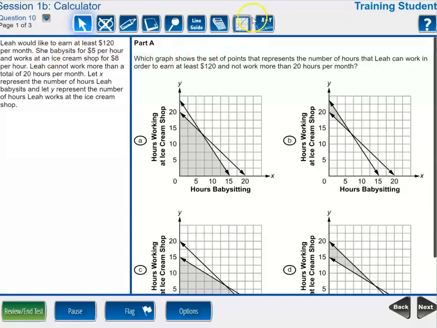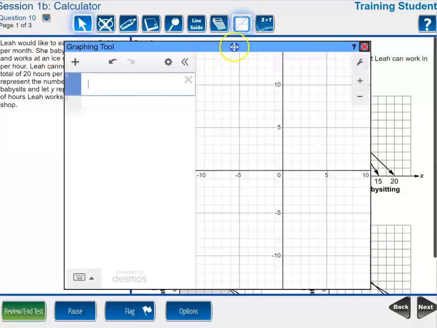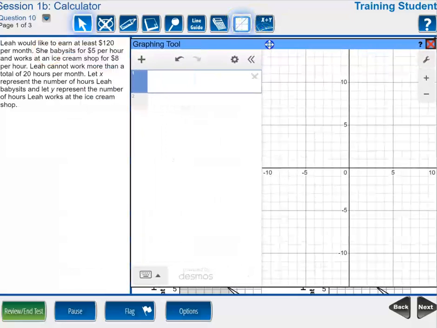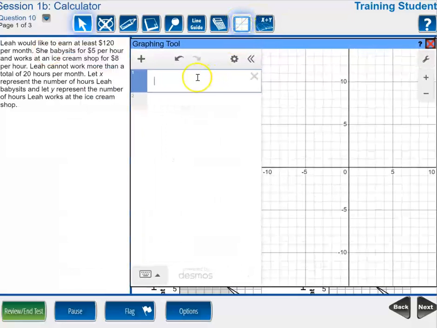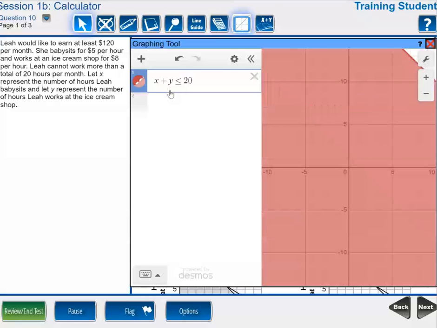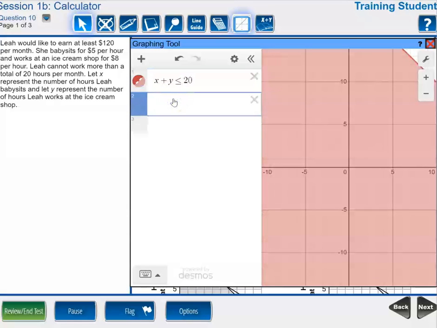She babysits for $5 an hour, so let's see what we got here. I'm going to start by clicking on the graphing tool, which is the one on the right, and I'm going to type in x + y. Those are her total hours, need to be less than or equal to 20. So let's type a less than and then type an equal immediately, and it will create the less than or equal symbol. And we need 20 hours, so we'll put 20. And you'll notice it's creating the line and the shading for us.